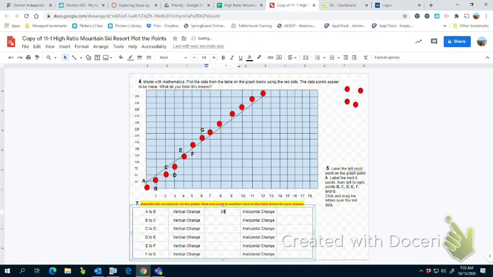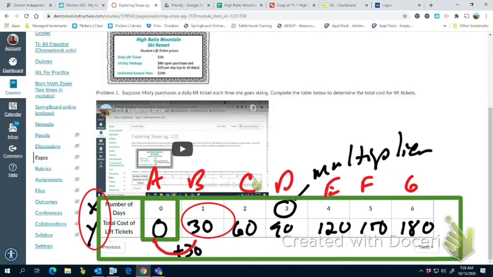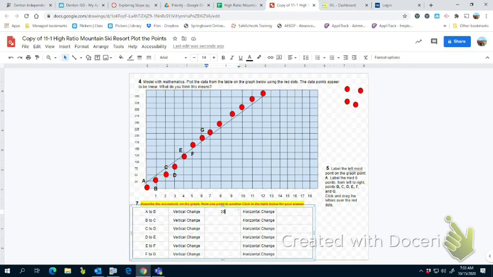And then how far did you go over and to the right? From A to B, how far did you go over and to the right? So when I talked about plus 1s and plus 30s, that's where this becomes, hey, by the way, my horizontal change is 1. And then from B to C, how far did you go up? 30. And we went over 1. All of these are 30 and 1.